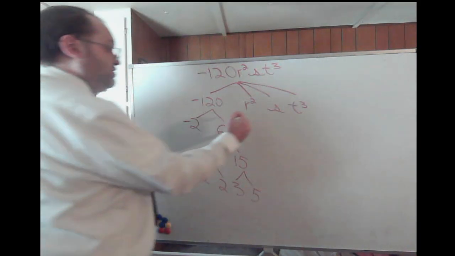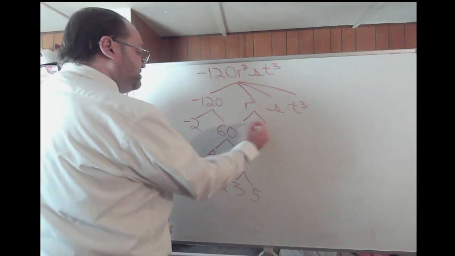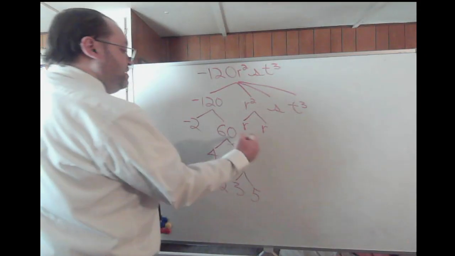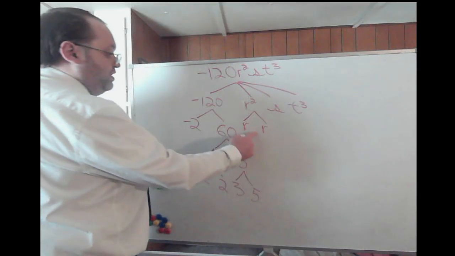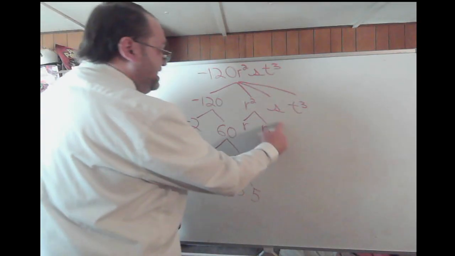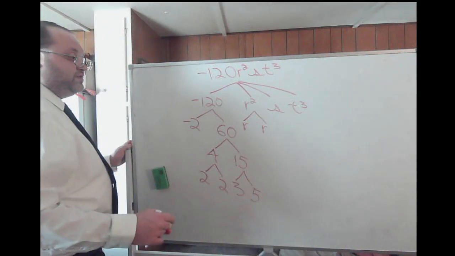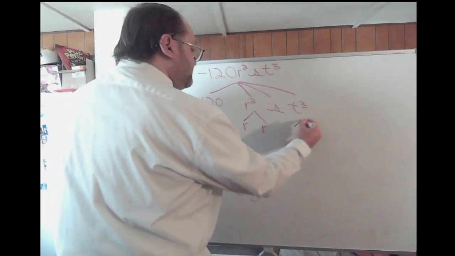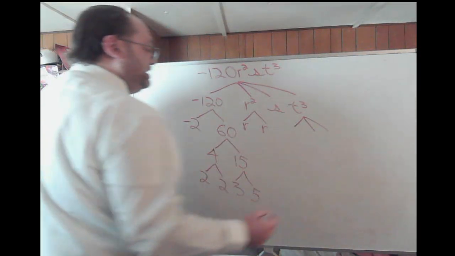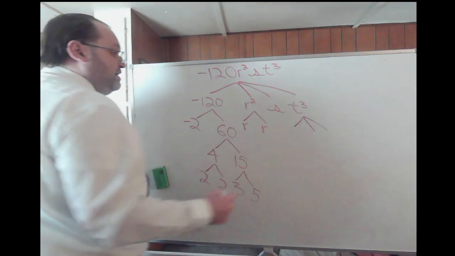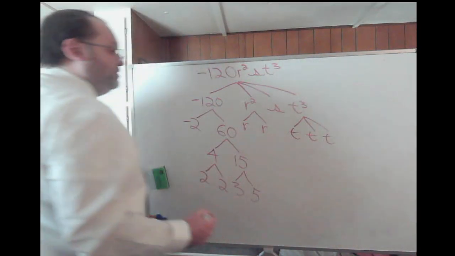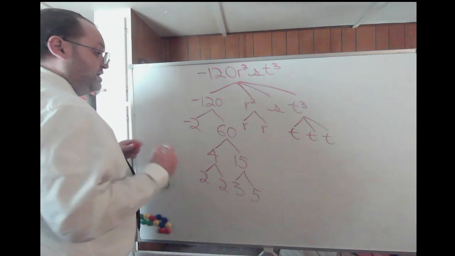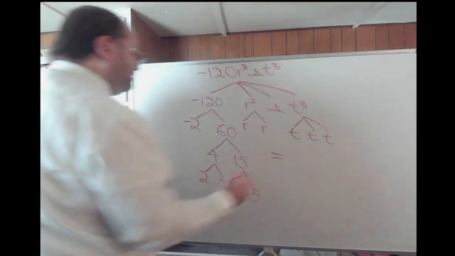Can we factor r squared? We can. That's just r times r. We can't factor the r's any further because they'd just be 1 and itself. S, we can't factor any further. But we could factor t cubed. You would just have t times t times t, which gives you t to the third power. So your prime factorization is going to look something like this.